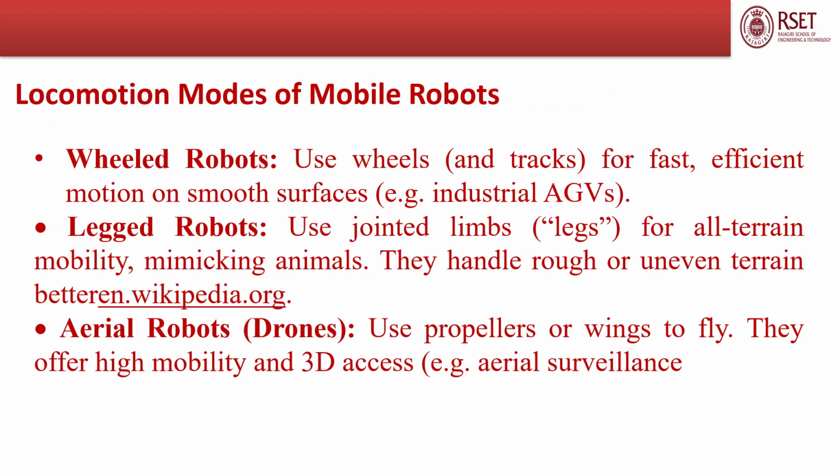Here are the three main categories: wheel robots, leg robots, and aerial robots. Wheel robots are fast and simple on flat surfaces. Leg robots step and adapt to uneven ground. Aerial robots, such as drones, navigate in three dimensions. They have propellers or wings to fly. Each has strengths. Wheel robots excel on roads and factories. Leg robots handle complex terrain, and aerial robots reach inaccessible places.